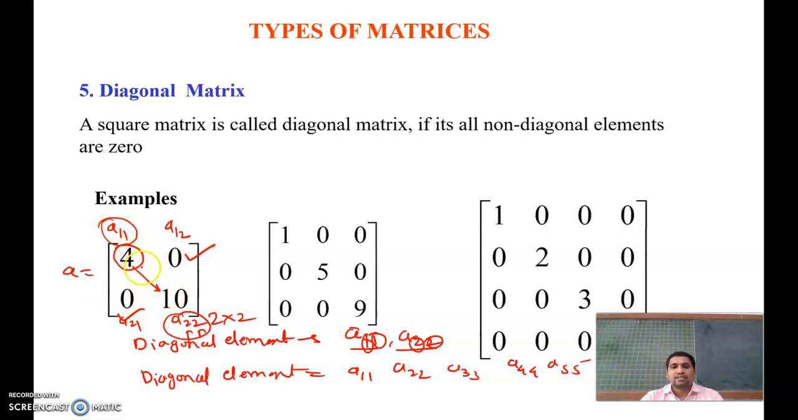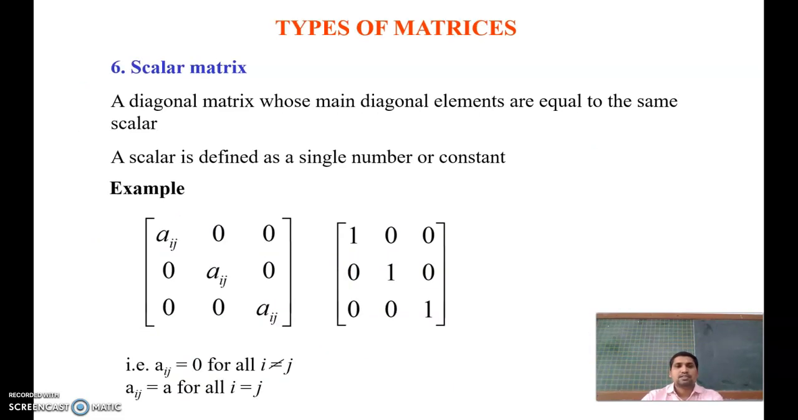We will see another example. You can see here, all the non-diagonal elements are 0. Okay, so this is an example of a diagonal matrix and this is also another example of a diagonal matrix. Now I think you understand what a diagonal matrix is. Now the next matrix, which is the scalar matrix.